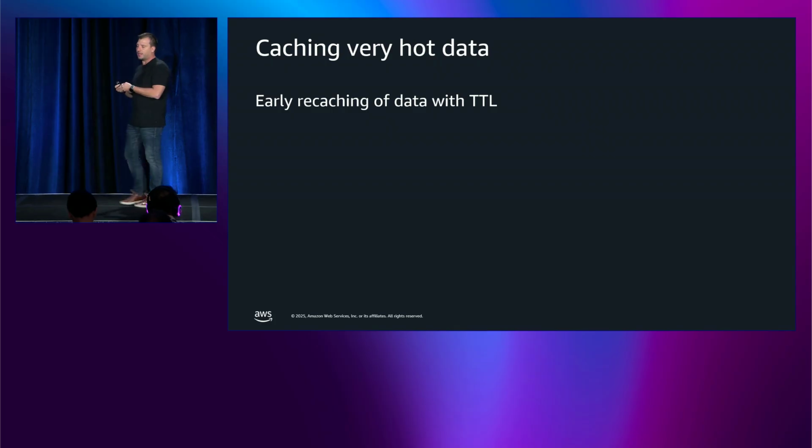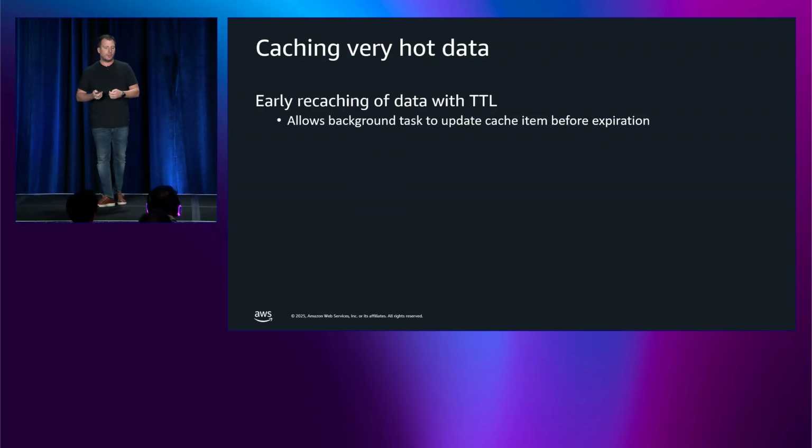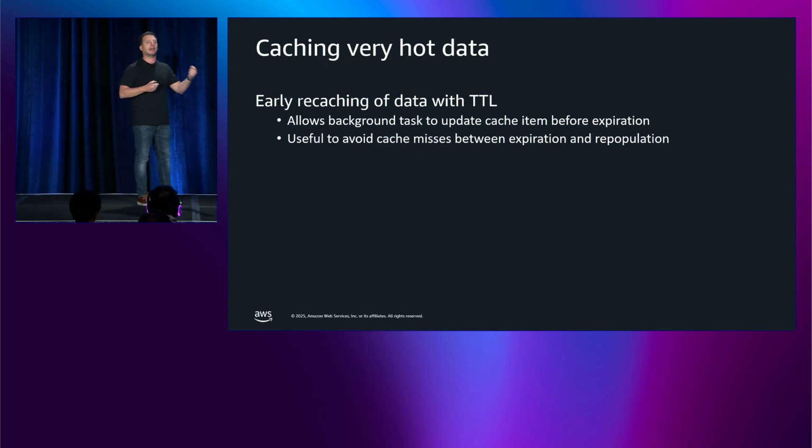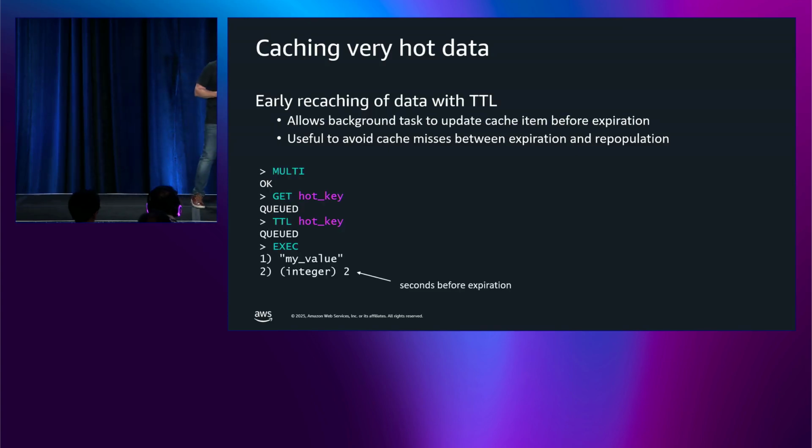But if we have a very hot item on the cache, we still want to have a way to update the time to live before it expires, so we can benefit from continuing to read it from the cache itself. And for that, we can allow a background task to update the data before it's going to expire.